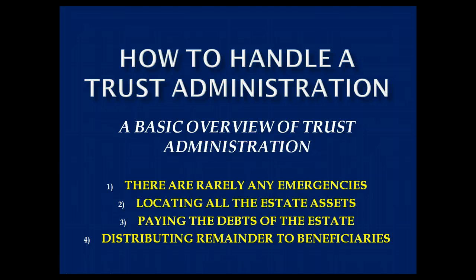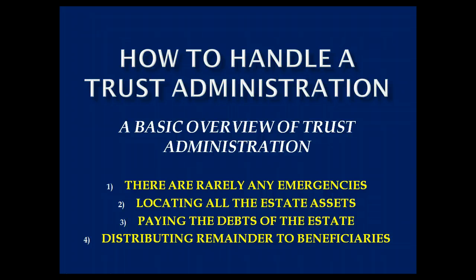The number two thing you're going to be doing as trustee is you're going to be locating all of the estate assets. This is a difficult thing to do, and it's not always that easy. You basically have to figure out, what did this person have before they died? What assets did they have? What bank accounts did they have? What real estate did they have? What other kinds of accounts like IRAs and 401ks? And did they have a pension of some sort?